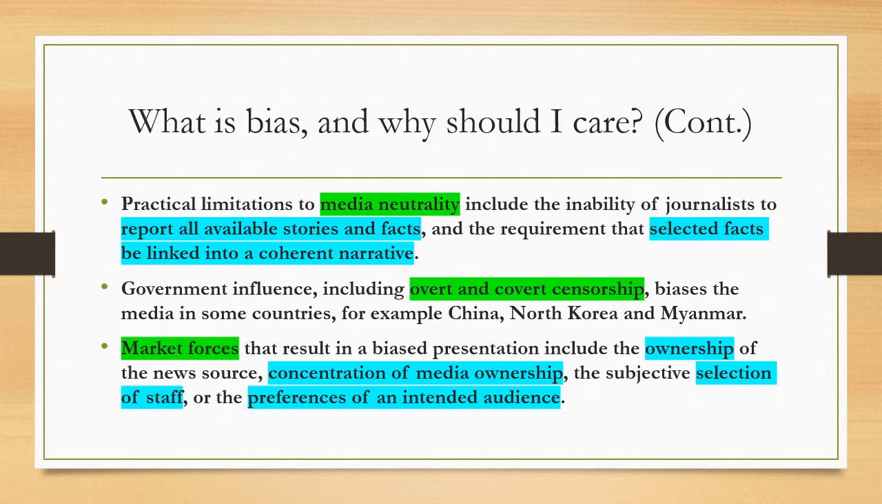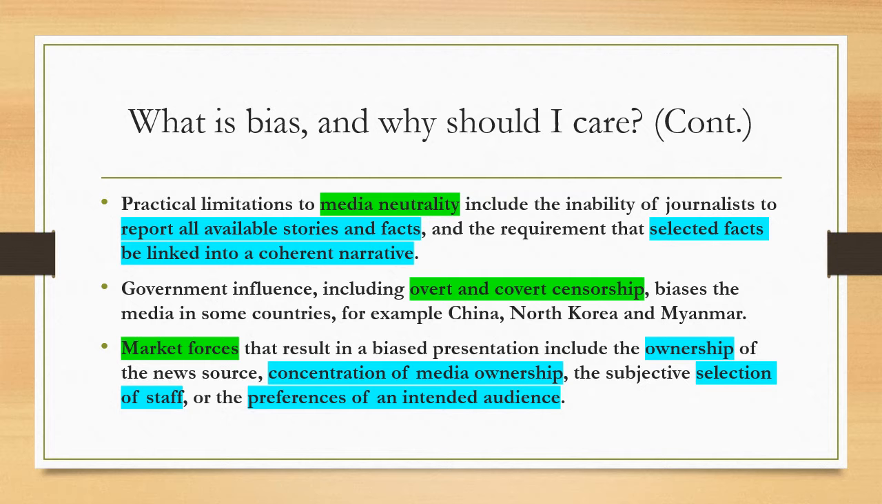Also, government influence, including overt and covert censorship, biases media in some countries. For example, China, North Korea, and Myanmar specifically have government programs that control the flow of media and information. And then the last one is more important for us as Americans.